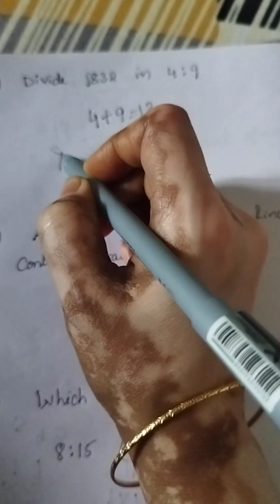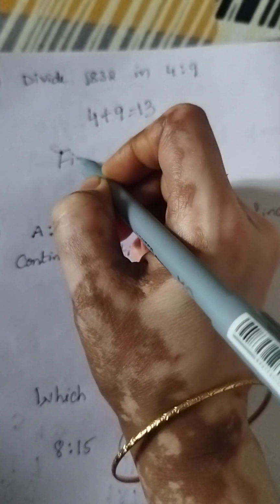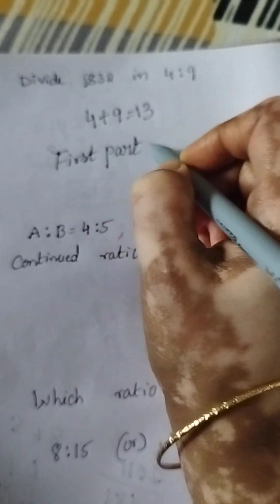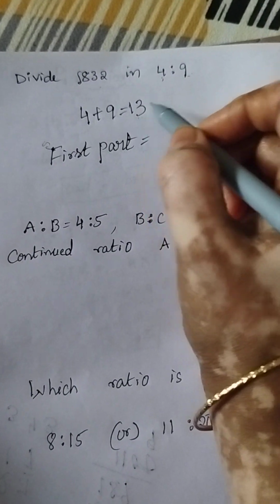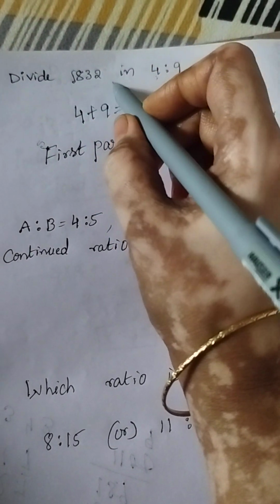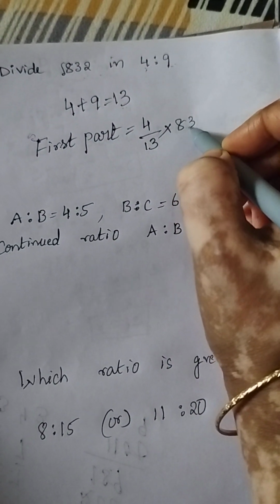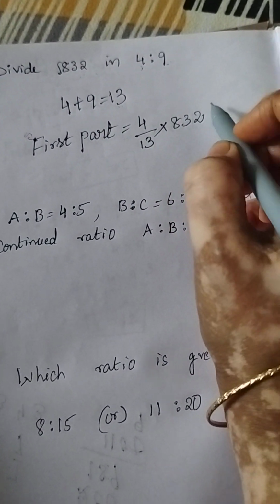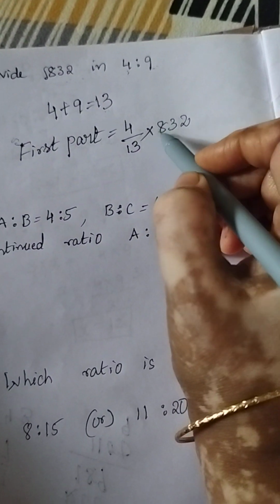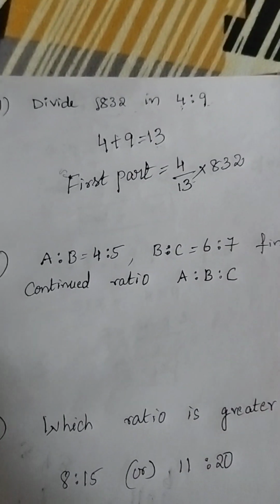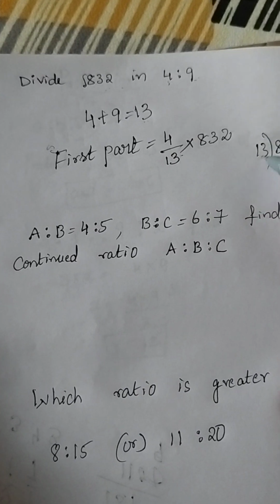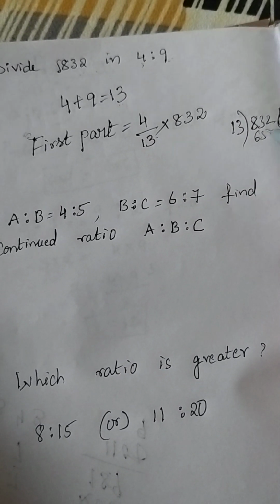The first part is equal to 4 by total, 4 by 13 into the amount given, total amount 832. We should first observe how many times 13 will divide into it. Let's divide 832 by 13. 13 5s are 65.